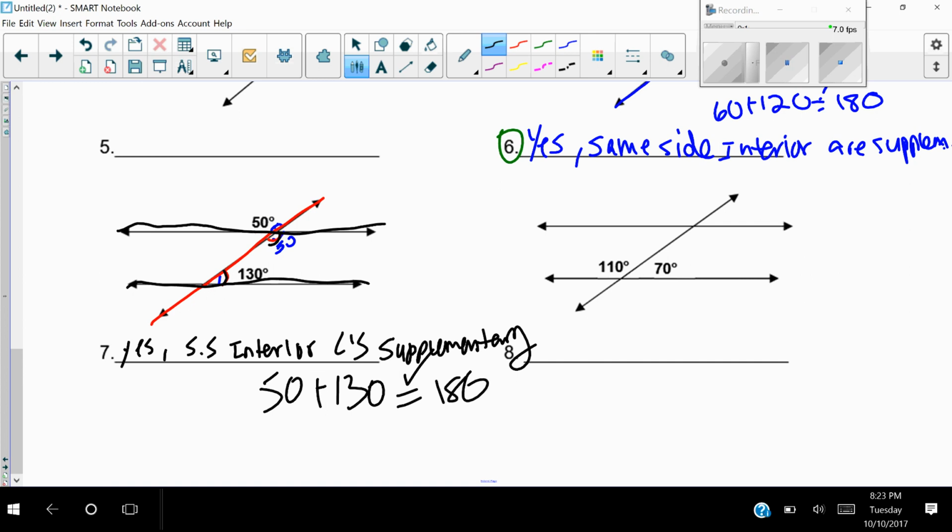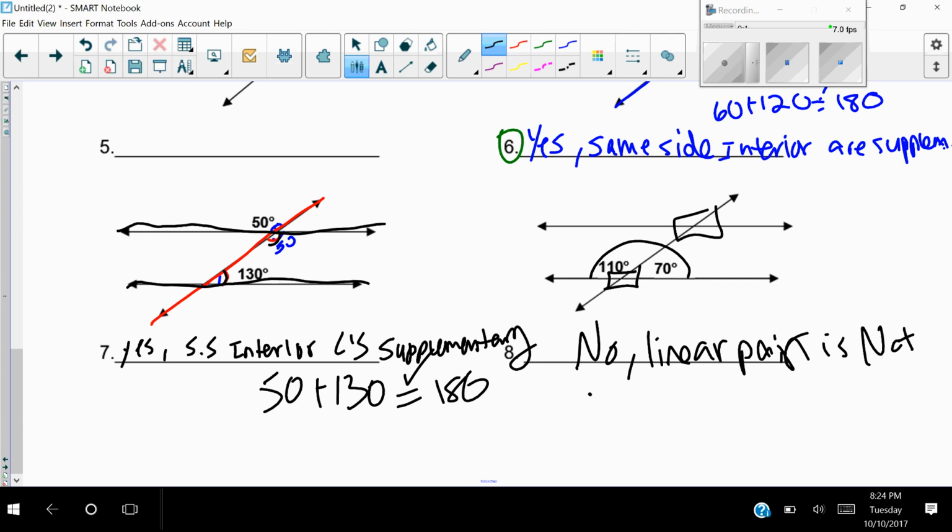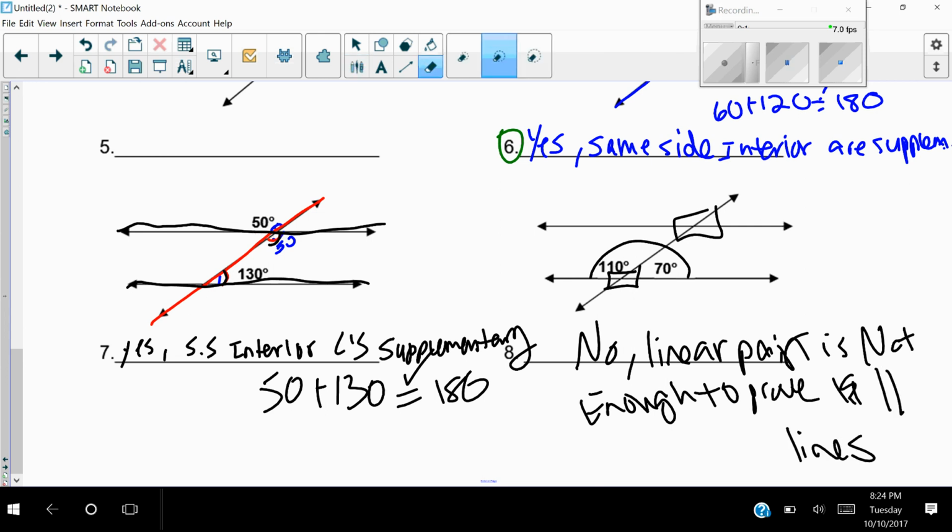Promise you it does. Now this is a linear pair. We don't have one from down here and one up from right here, right? Both of them are down here with these set of angles. So you're going to say no. This is a linear pair. Linear pair is not enough to prove parallel lines. I scribbled that out. Sorry. I'm writing too fast and sloppy.